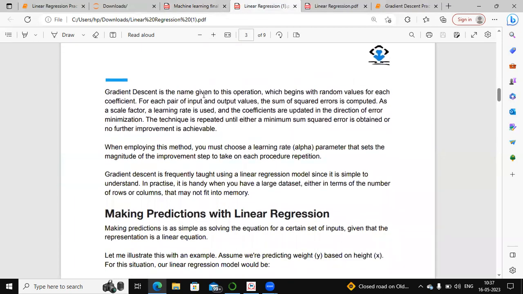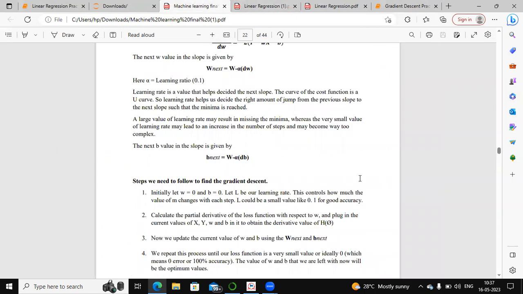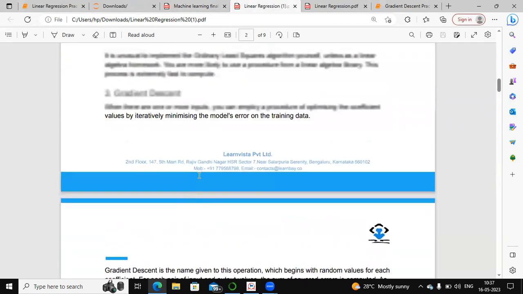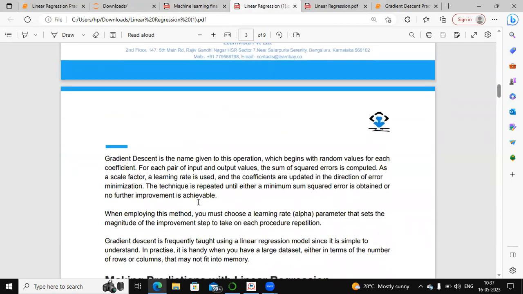Gradient descent is the name given to the operation which begins with random values for each coefficient. So we will take some random values for each coefficient, that is w and b, which are the slope and intercept. We usually take 1 and 1, or you can take 0 and 0 as mentioned here, but I would prefer to take 1 and 1. For each pair of input and output variables, the sum of squared errors is computed. The sum of squared errors is the residue.